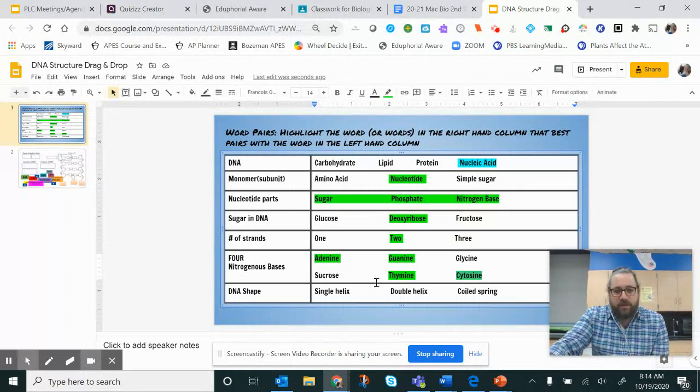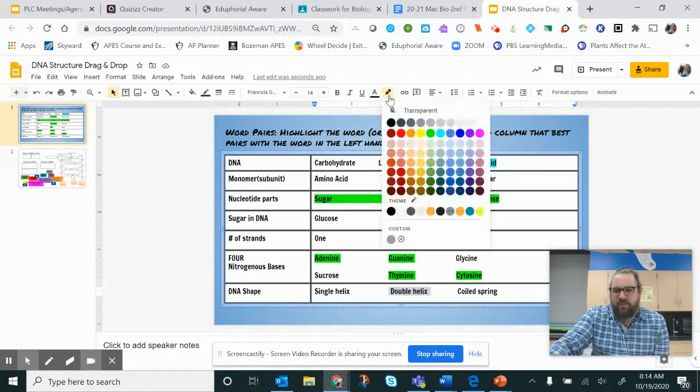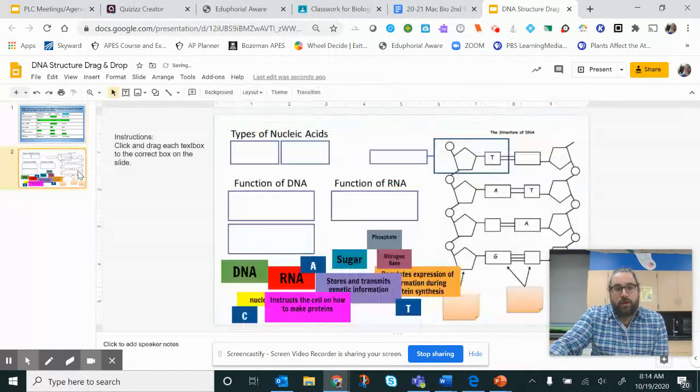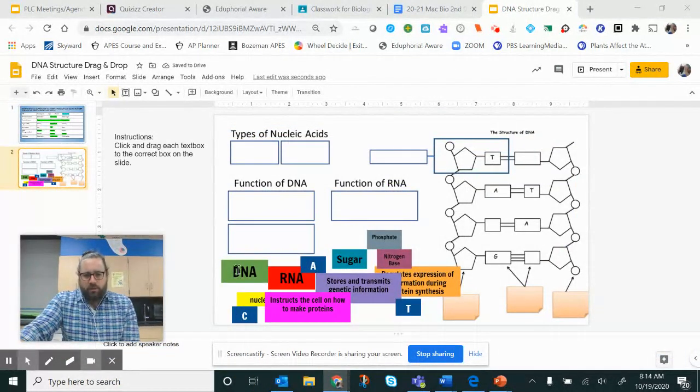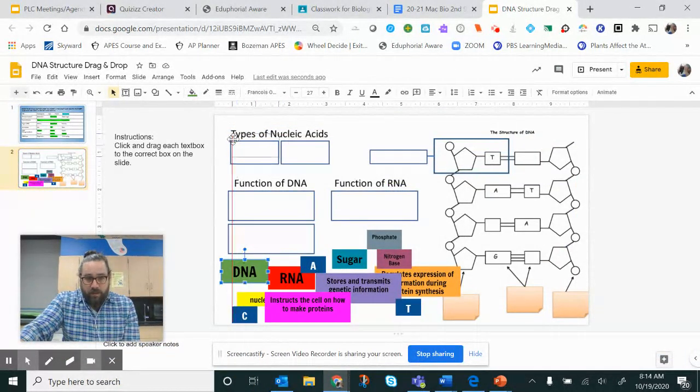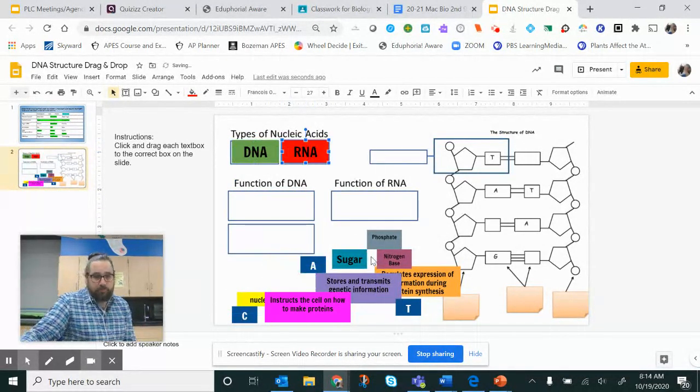The DNA shape is a double helix. So let's tell ourselves that. We've known that for a while now. Let's do the drag and drop real quick. Move, Marshall. The two types of nucleic acids. There's DNA and then there's RNA, and they're very, very similar. But we'll talk about how they're different.